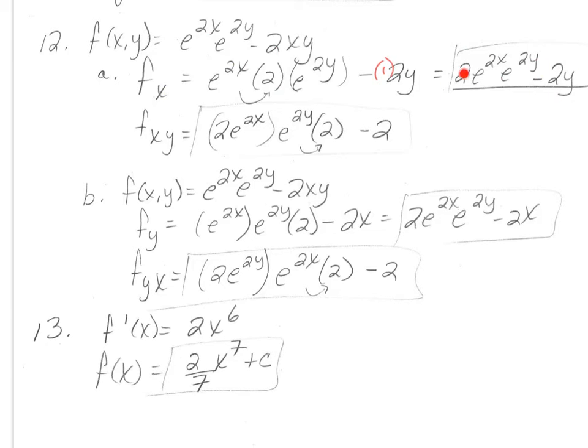Now, you want to simplify this because we have to take the derivative with respect to y now. So to do that, take a look at this first term. 2 is a constant. E to the 2y is a constant.